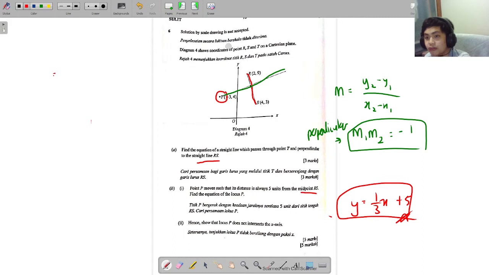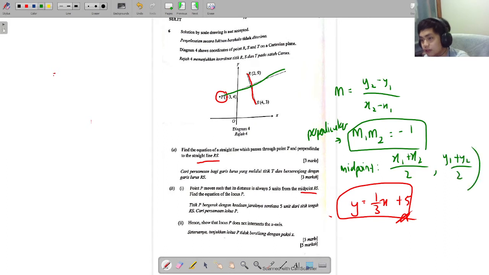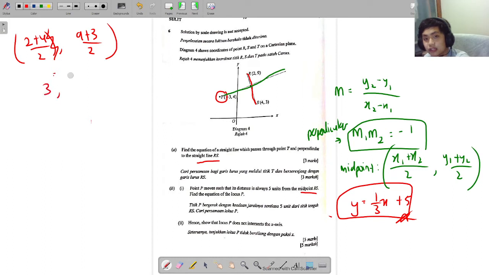So to find the midpoint of RS, we are going to use the formula for midpoint. So midpoint formula is basically (x1 plus x2) over 2, (y1 plus y2) over 2, and these are the coordinates. So from here it is 2 plus 4 over 2, 9 plus 3 over 2, and that is 6 over 2 is 3, 12 over 2 is 6. Right? So if I were to illustrate the locus, this point here is (3, 6).